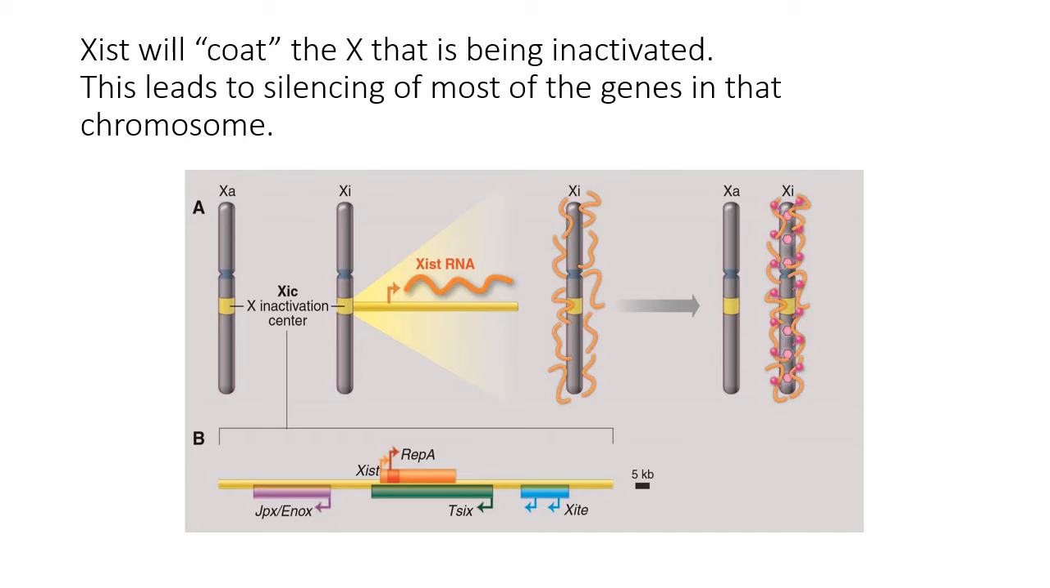So this is shown very schematically here in one version. We start off with two X's, both of which have an X inactivation center. And the one that is chosen to produce the Xist RNA, the RNA continues to be produced, and it essentially coats the entire X chromosome that's going to become inactive. So what it does is it targets proteins and things that are going to cause that inactivation process, targets them specifically to the future inactive X.